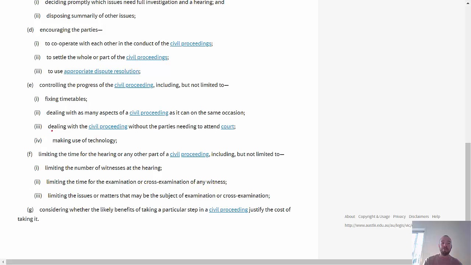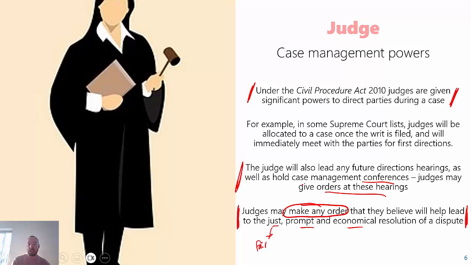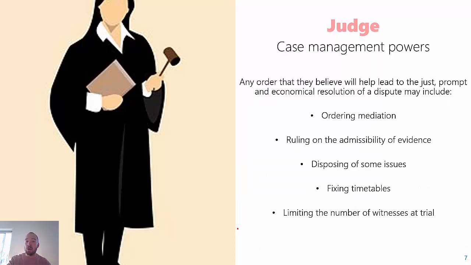They can decide whether we want to use technology, fixing timetables, dealing with as much as we can on the same occasion, limit the number of witnesses, limit the time witnesses can attend for. As we can hopefully see here, the powers that the judge has, and magistrate as well, are really, really wide ranging. That Civil Procedure Act gives them a lot of scope, and it's therefore much easier just to describe it as, hey, the judge may make any order at all, give any direction that they believe will lead to the just, prompt, and economical resolution of the dispute.